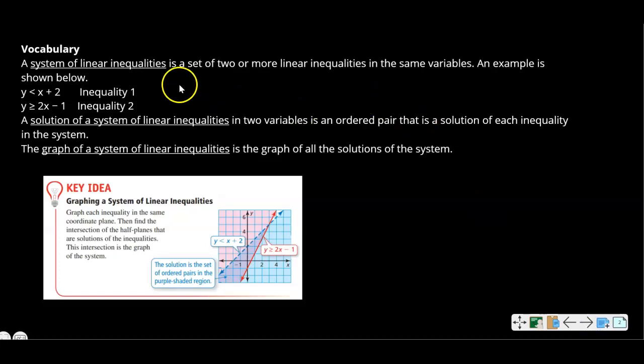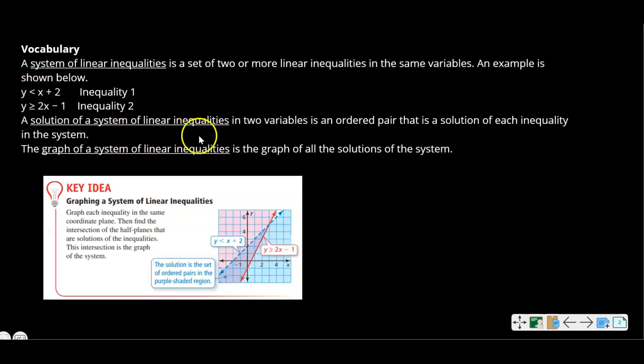A system of linear inequalities is a set of two or more linear inequalities in the same variables. An example is shown. A solution of a system of linear inequalities in two variables is an ordered pair that is a solution of each inequality in the system. All right, so remember we've already solved systems of equations, which was two or more linear equations. So the same thing, except now we're dealing with inequalities, less than or greater than.